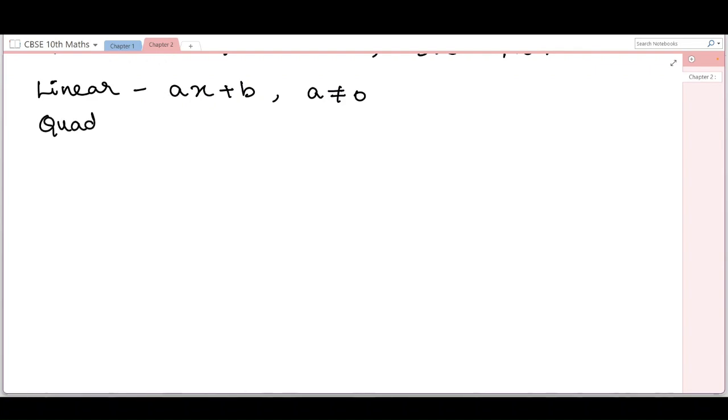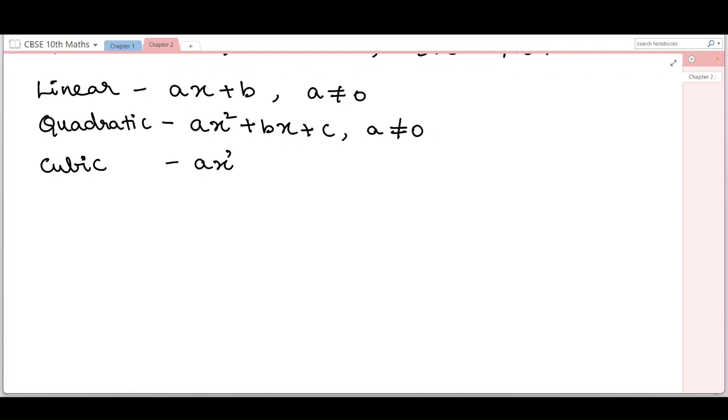Similarly, a quadratic polynomial has the general expression ax square plus bx plus c with the condition a not equal to 0. The next one is cubic. So the general form is ax cube plus bx square plus cx plus d with the condition a not equal to 0. Because when a becomes 0, then the degree of the polynomial gets reduced to a lower order. Therefore, a should be not equal to 0.